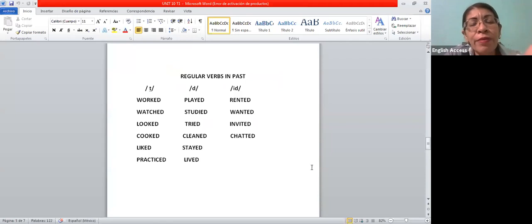And here we have three different columns. As you can see, Luis, here on top, we have these symbols. This is about the sound. The first column, the sound is going to be like the letter T. The second column, the sound is like the D. The last column, the sound is id. Okay, so one more time, I'm going to say the verbs and you're going to repeat after me. Okay, are you ready? Yes.